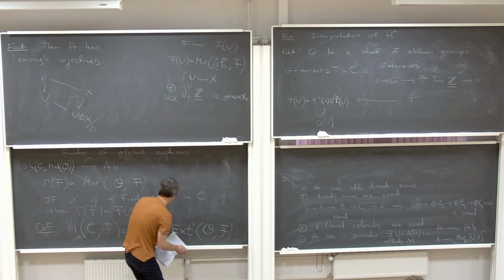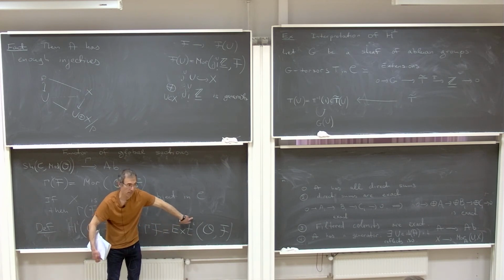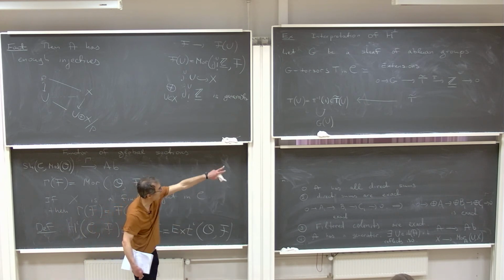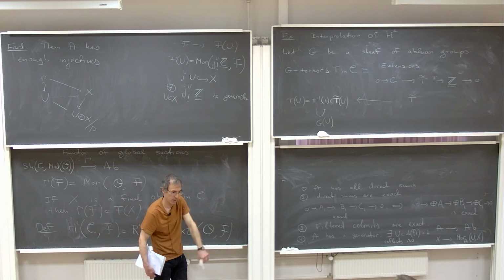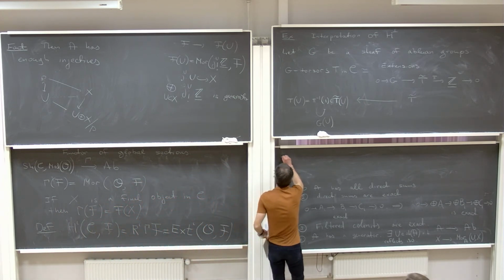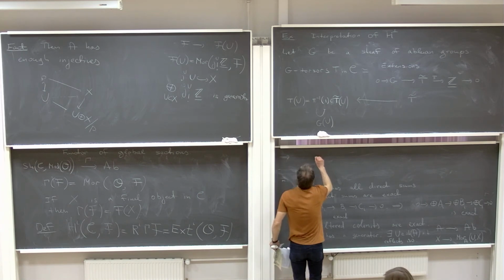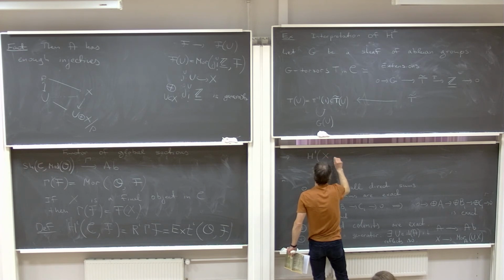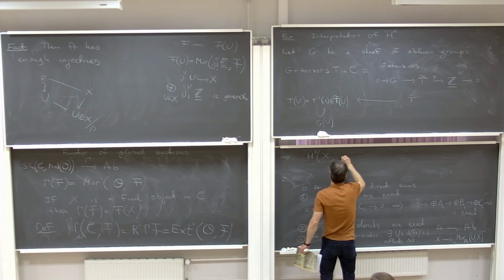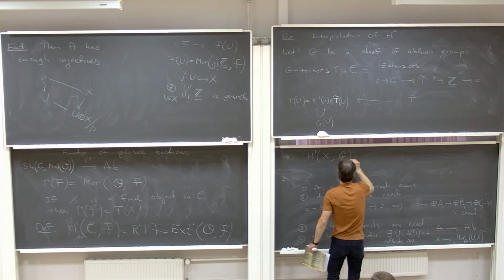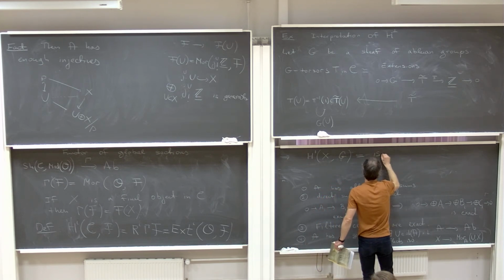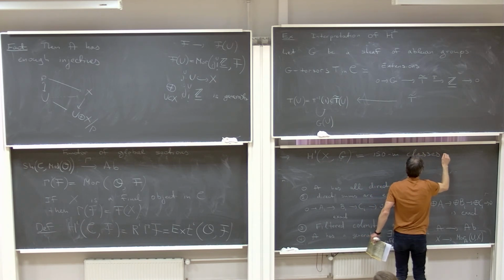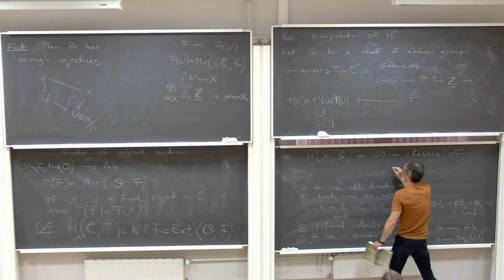So in particular, H1 is Ext1. And in any abelian category, Ext1 classifies the extensions. So it follows that H1 of X with coefficients in G is isomorphism classes of G-torsors.